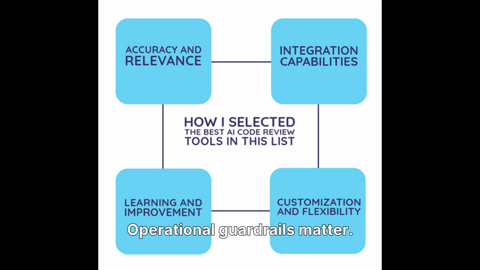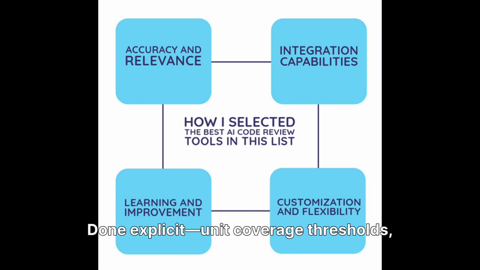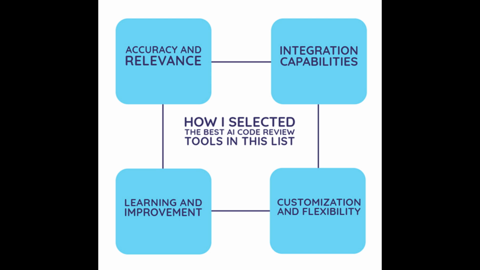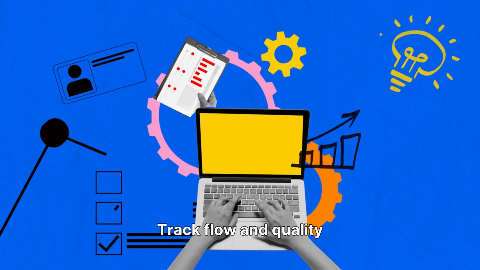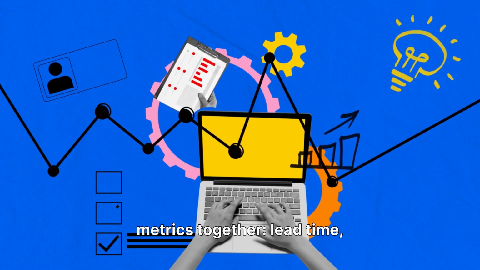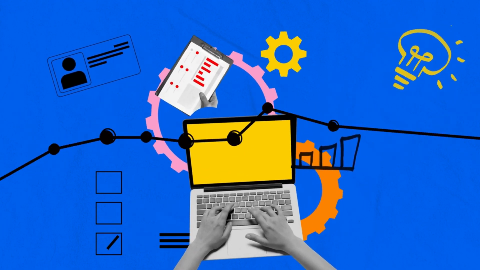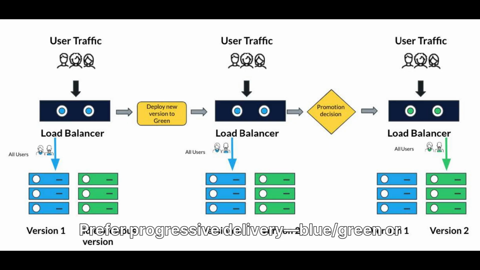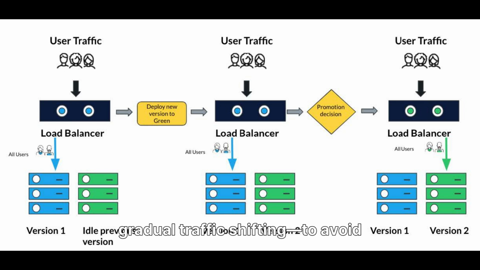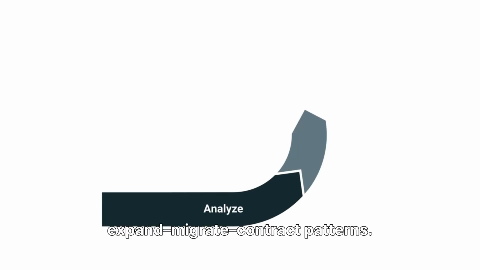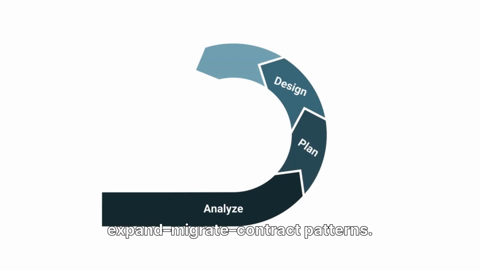Operational guardrails matter. Make your definition of done explicit: unit coverage thresholds, code review, security checks, and ops logging. Track flow and quality metrics together: lead time, predictability, defect density, rollback rate. Prefer progressive delivery, blue/green, or gradual traffic shifting to avoid downtime. For schema changes, use expand, migrate, contract patterns.